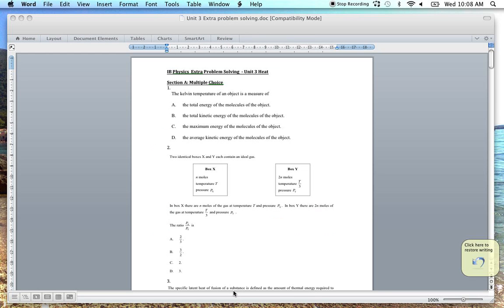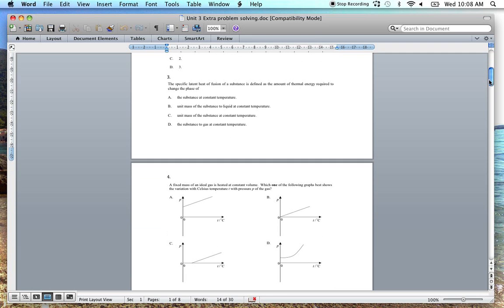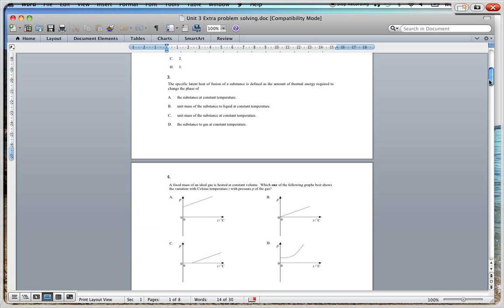Okay, so moving down to questions 3 and 4. We have in 3, the specific latent heat of fusion of a substance is defined as the amount of thermal energy required to change the phase of. Now, this B would be the correct one because it is for unit mass, and because they're talking about fusion, we're talking about a substance changing to a liquid at a constant temperature. Okay, so fusion is always talking about a solid to liquid change.